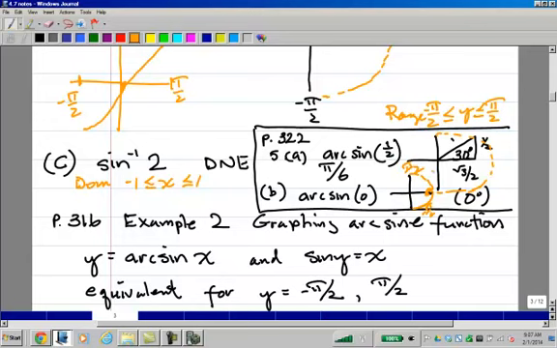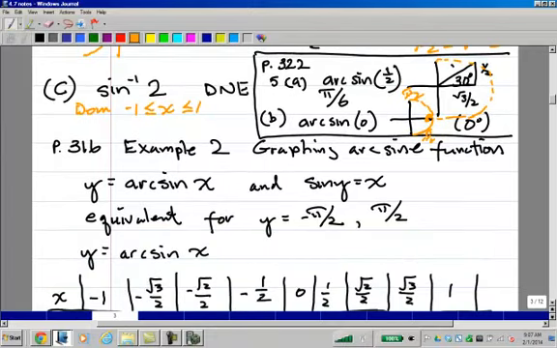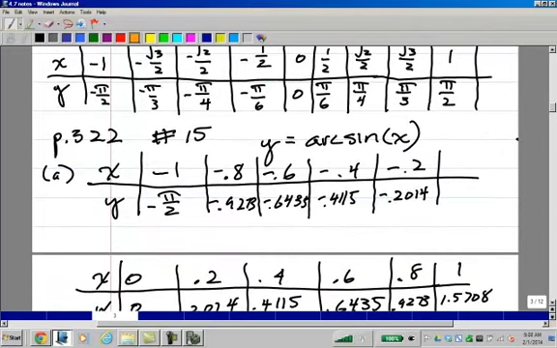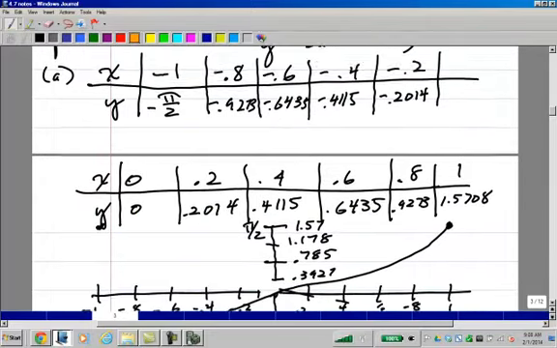Example 2, graphing the arc sine. Now all you're going to do here is make tables. Y equals arc sine of x, or the sine of y equals x. If it's 1 to 1, then that's another definition for the inverse. It's equivalent for y equals negative pi over 2 to pi over 2 in this interval. So y equals the arc sine of x. You can put in these numbers and then graph them. You can do this for yourself, and you can see what the graph looks like.